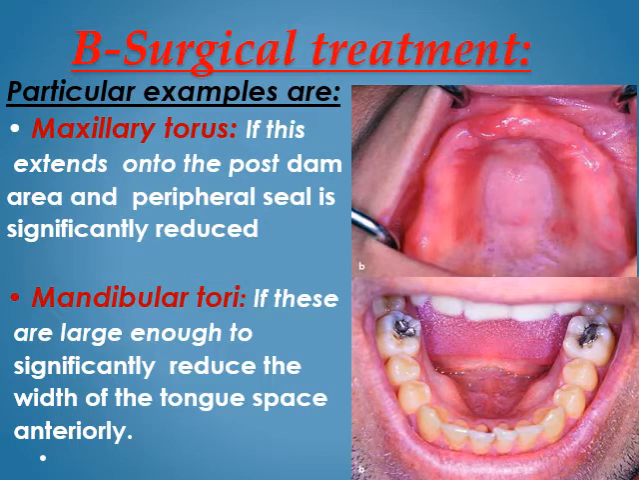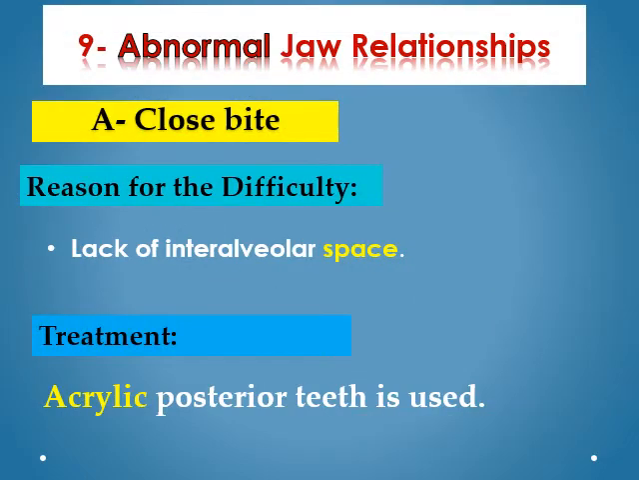Surgical treatment, particular example: maxillary torus, if this extends into the post-dam area and the peripheral seal is significantly reduced. We will not be able to make a posterior seal or post-dam. Mandibular tori, if these are large enough to significantly reduce the width of the tongue space anteriorly. Another problem is abnormal jaw relationships, in cases of cross bite. The reason for the difficulty is lack of inter-alveolar space. The treatment is that acrylic posterior teeth are used.